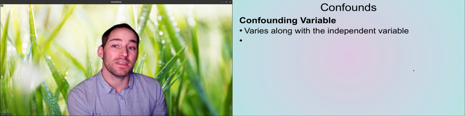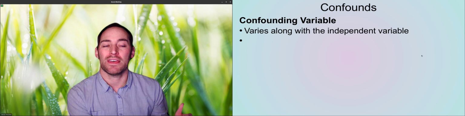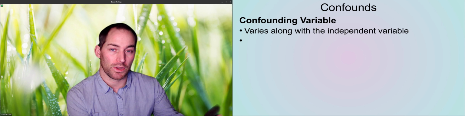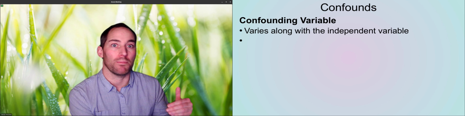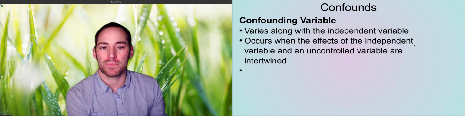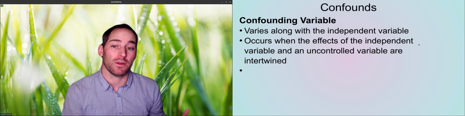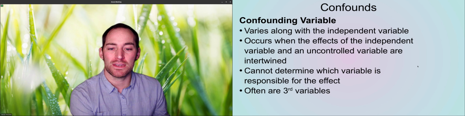All right, so with this, a lot of what we're doing is trying to get out confounding variables. A confounding variable is one that varies along with the independent variable. So with our math test or the room loudness, something confounding this would be probably GPA or maybe your math ability. So this occurs when the effect of the independent variable and that uncontrolled variable are intertwined. So when that happens, you can't determine which variable is responsible for the effect.